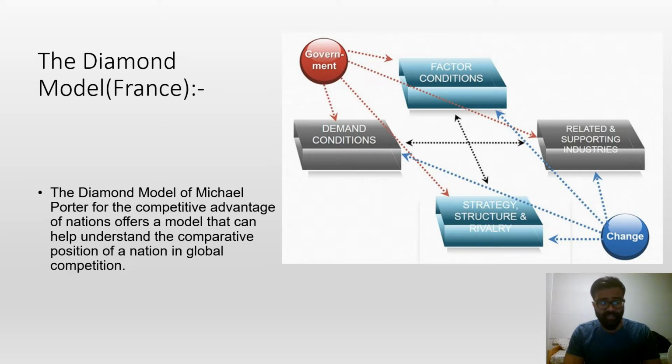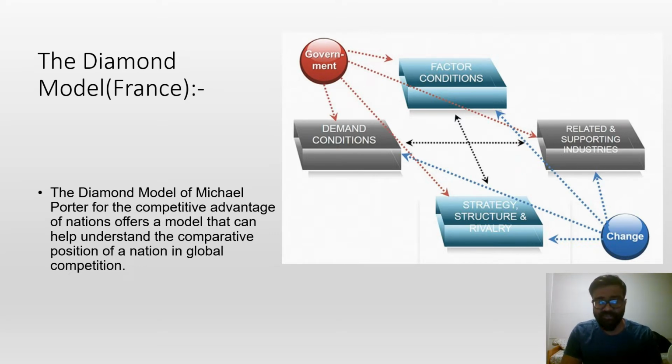And here in a diamond model, there are four major factors, which are the factor condition, relating and support industries. Over there, we can understand how industries work and their position, how they affect the nations. In factor condition, we can understand the environment, the manpower of the countries, the education related things, infrastructure related things. They matter in a factor condition.